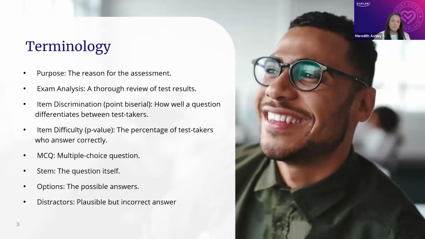Item discrimination and point biserial. I remember thinking, gosh, I took statistics, but I don't remember what any of that means. Basically, that's just how well your question differentiates among test takers: your good students, your higher test takers, versus your lower ranking test takers, and all the students in between. There's also item difficulty, which you're going to hear termed p-value, and that's just the percentage of test takers who answered it correctly.